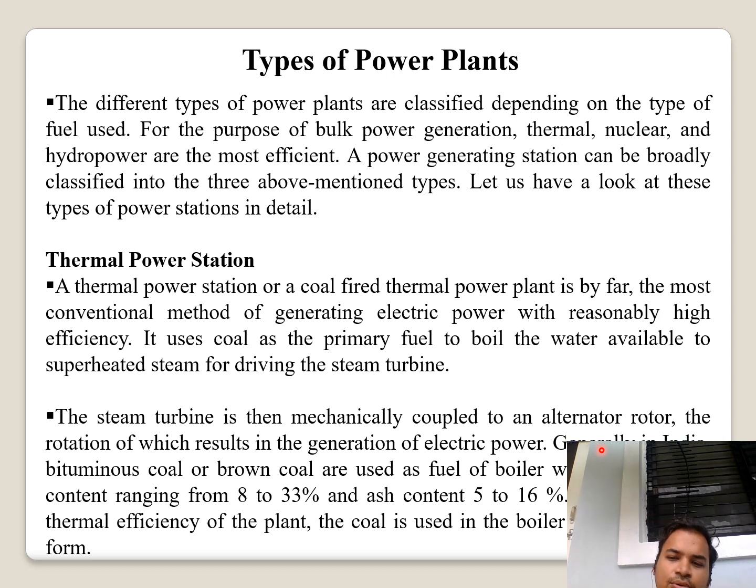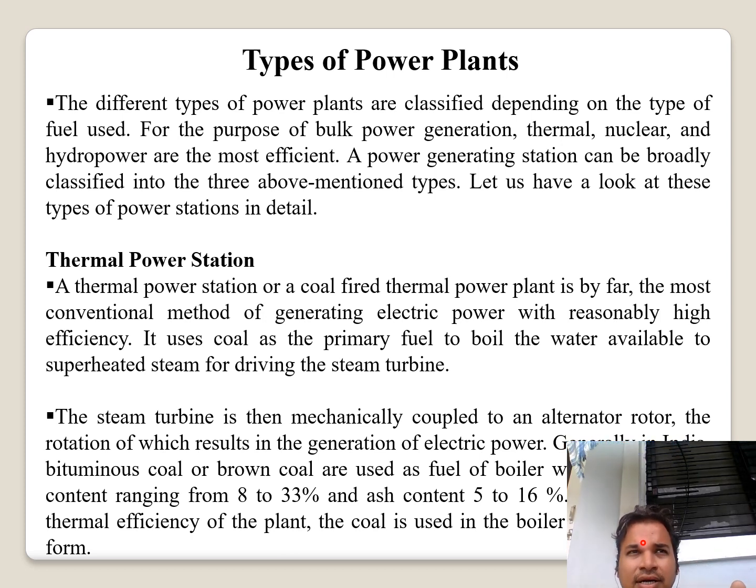So to enhance the thermal efficiency of the plant, coal is used in the boiler in its pulverized form. Pulverized means in its very fine form. A crusher is used at power plants, since coal is available in the form of hard stone. That hard form of coal is crushed by means of a crusher, and its pulverized form is very fine, in the form of powder.